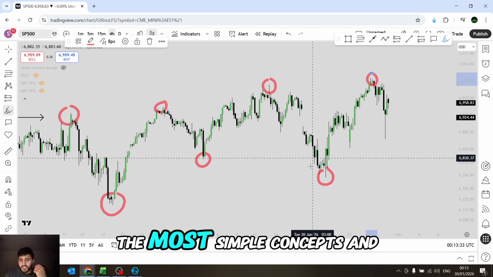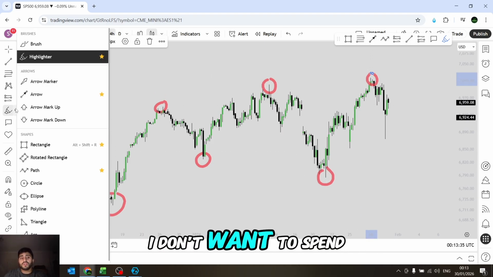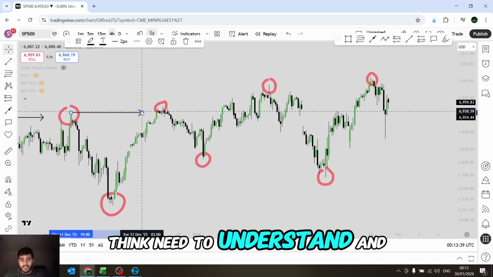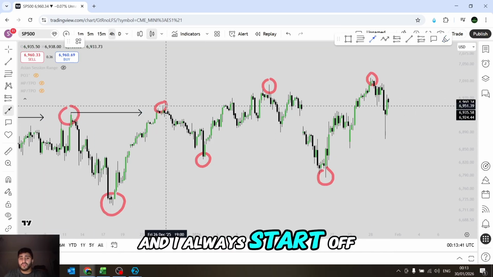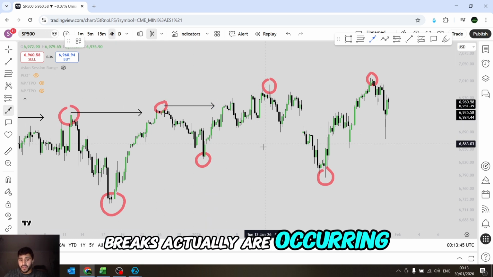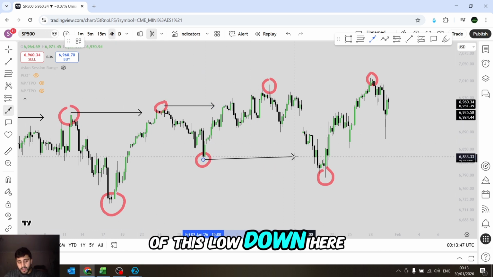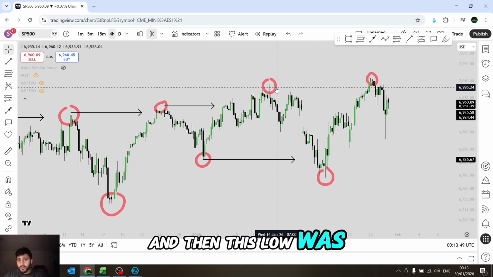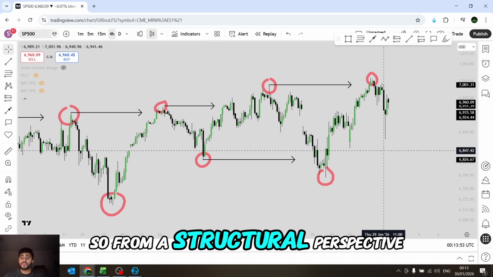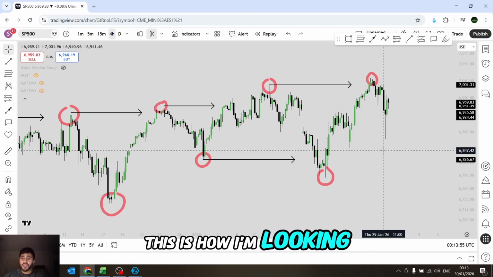This is one of the most simple concepts, and I don't want to spend too much time on it, but a lot of traders, I think, need to understand and grasp the basics. I always start off with basic market structure, just marking out where the breaks are actually occurring. We had a break of this low down here, and this low was responsible for breaking the previous high. So from a structural perspective, this is how I'm looking at the 4-hour.